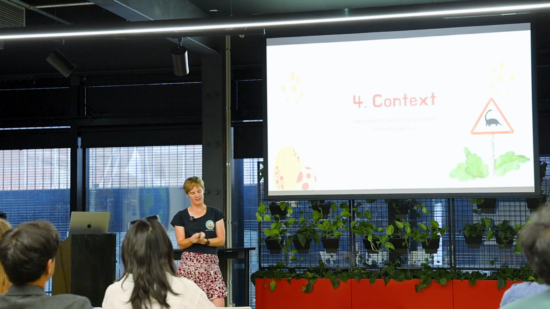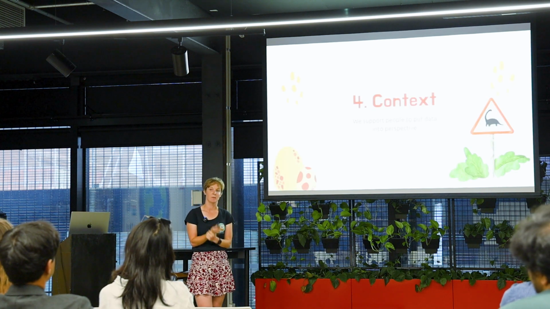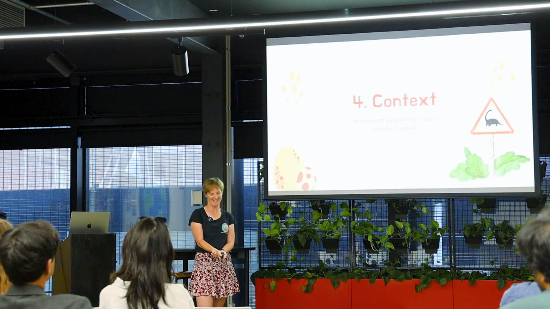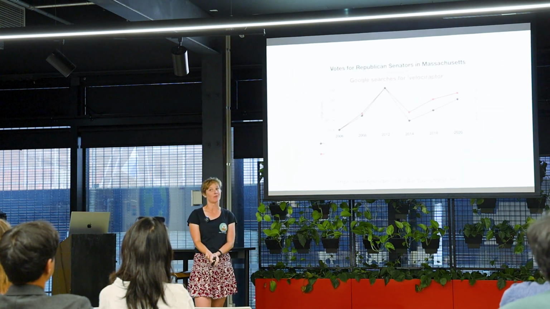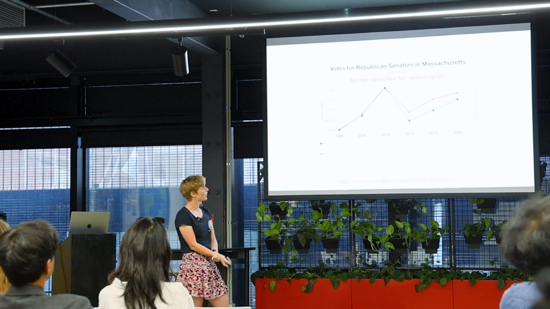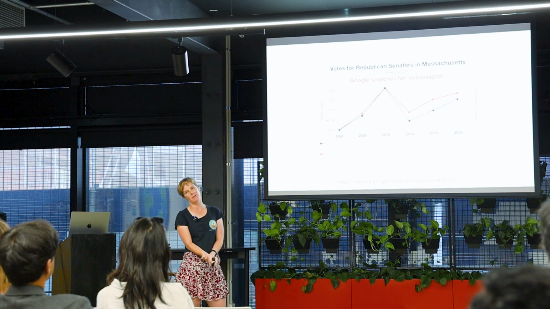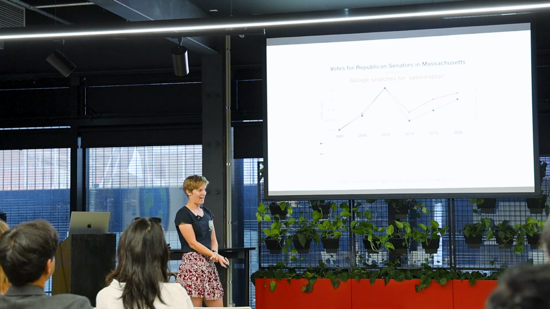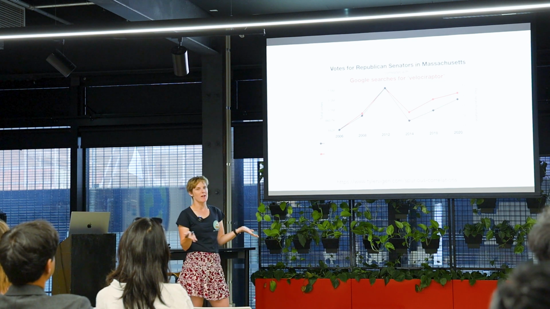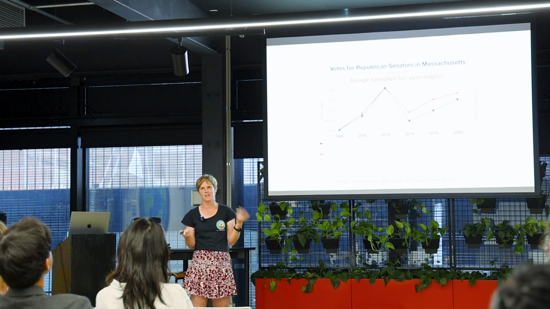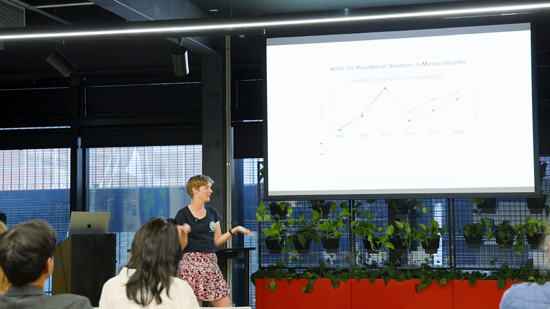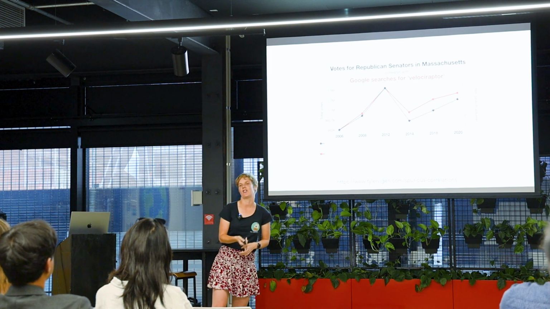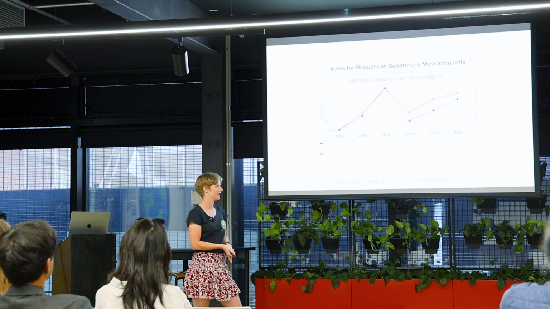Number 4 is context. We support people to put data into perspective. As we all know, data can tell wonderful stories. It can also tell completely wrong stories. So according to this graph, votes for Republican senators in Massachusetts is very strongly correlated with Google searches for Velociraptor. To an unsuspecting person, we maybe would think that people who vote for Republican senators are also really interested in dinosaurs, which, I don't know, maybe they are. But we as data people would probably say, well, correlation doesn't always equal causation, the classic statistics term.